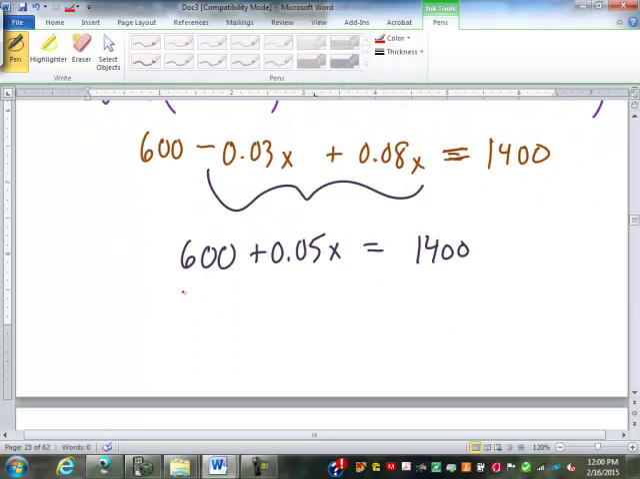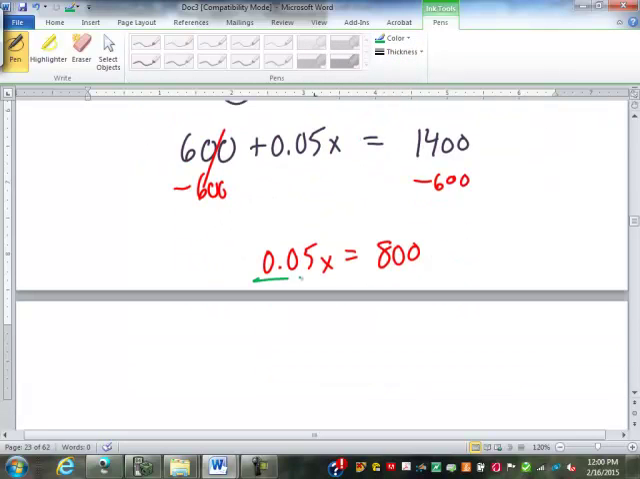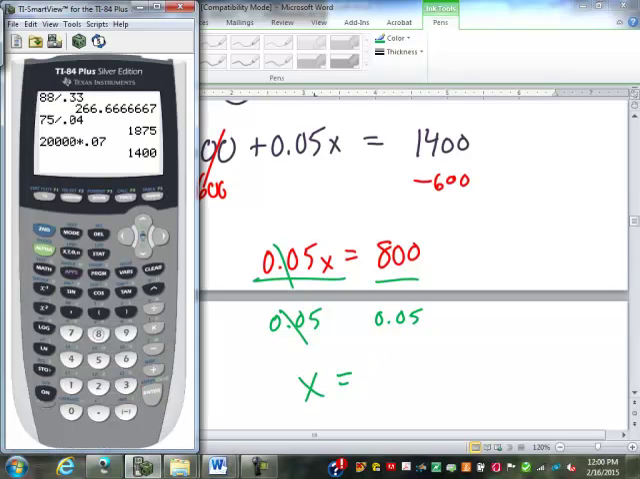Now we're going to subtract 600. 0.05X equals 800. And we'll divide by 0.05. X equals 16,000.